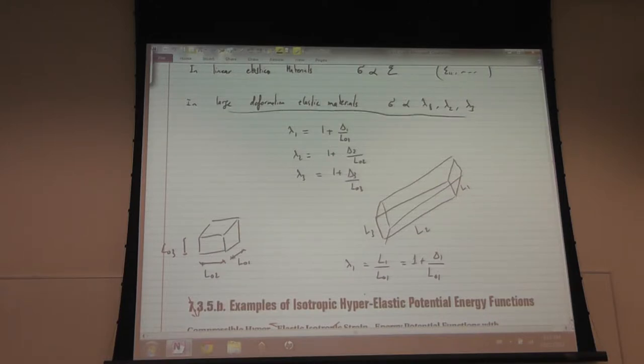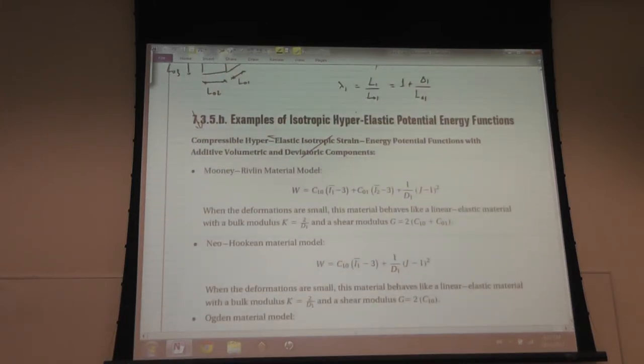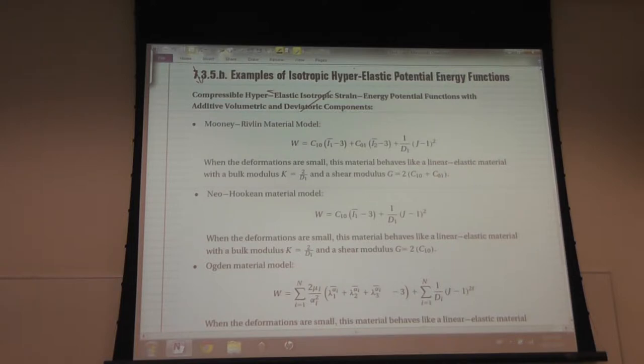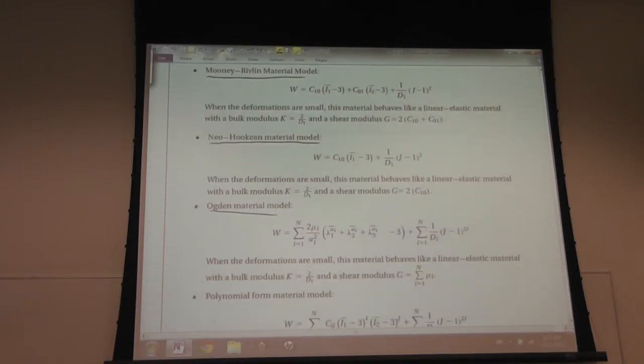the relationship is described. So if you ever need these materials, for example, you're modeling a rubber material and your supervisor told you that you have to use large or hyperelastic materials, you already have a lot of different models that you can use. For example, if you're using Abaqus, you've got the Mooney-Rivlin material model, the Neo-Hookean material model, the Ogden material model, the polynomial form material model.